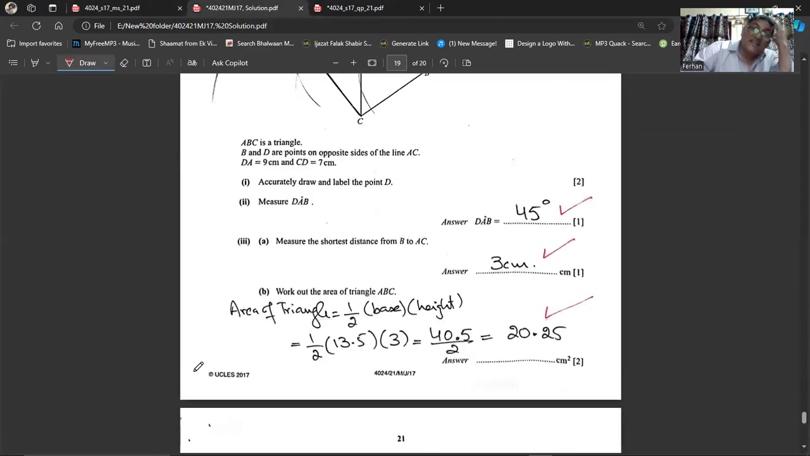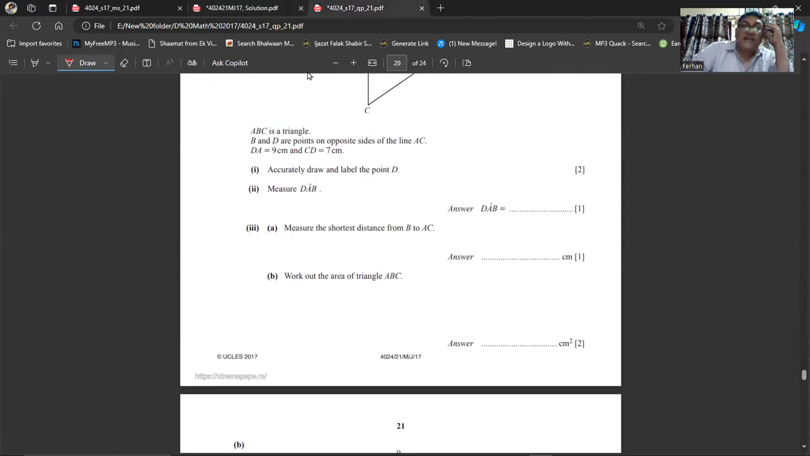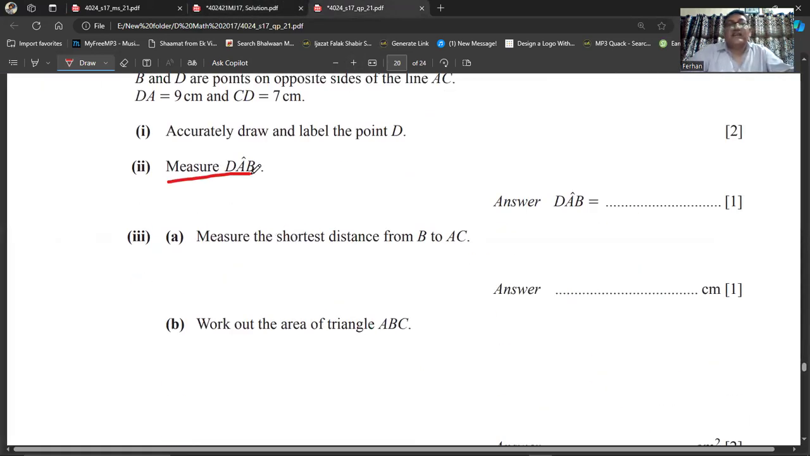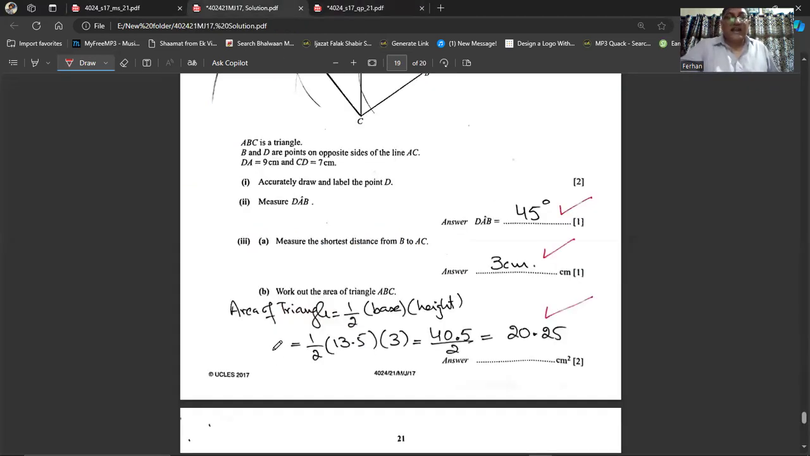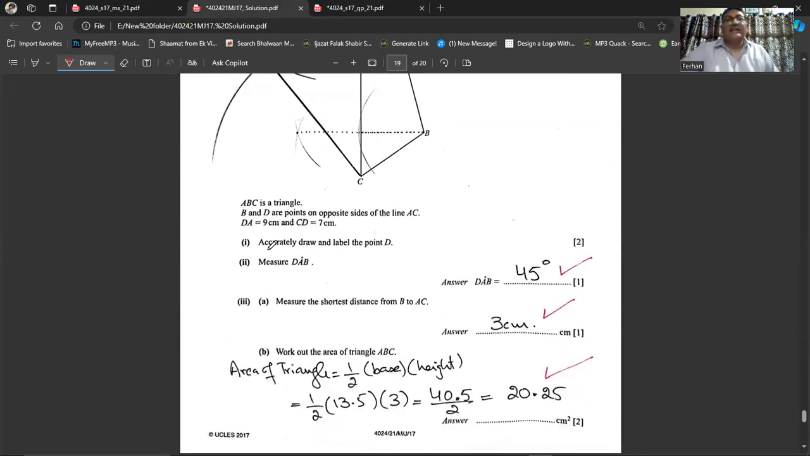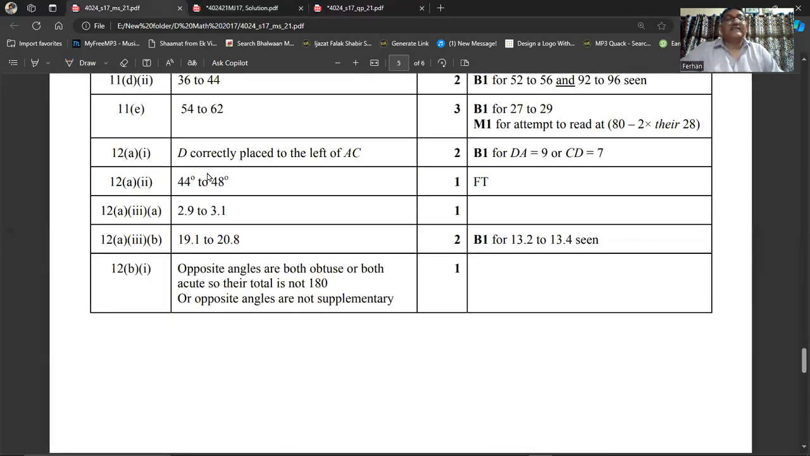Then he says, accurately draw and label the point D. We have done this. They are saying measure. Look at this wording. He says measure. Measure means to use the instruments. Measure the angle DAB. So we have to use the protractor and measure the angle DAB. So basically they are asking me to measure this whole angle. When I measure that angle, it will be 45 degrees.